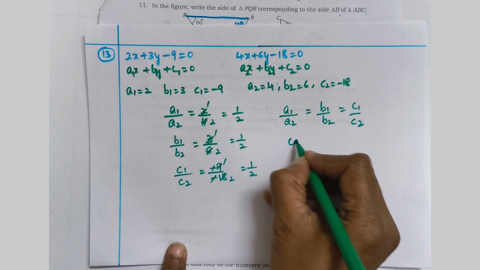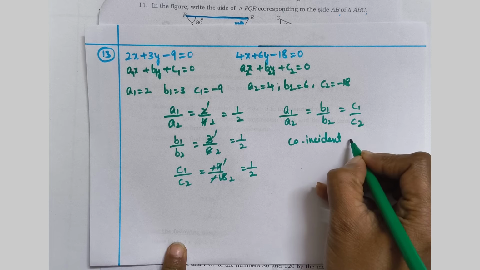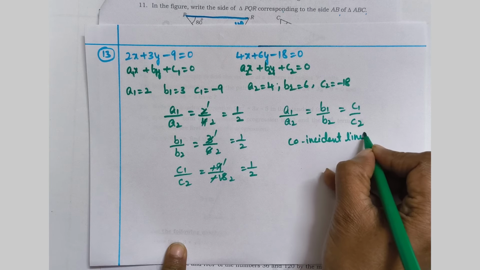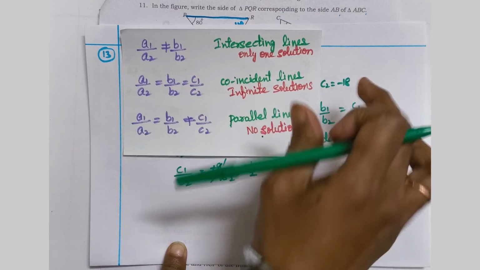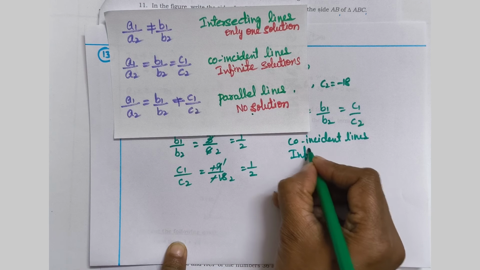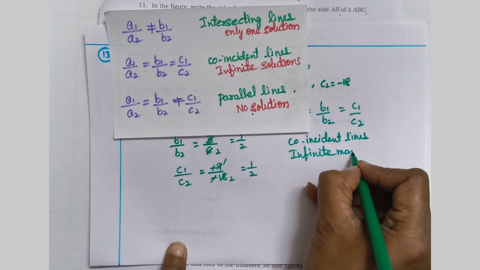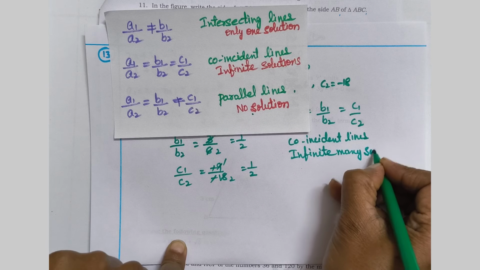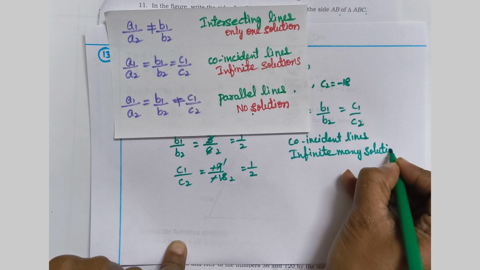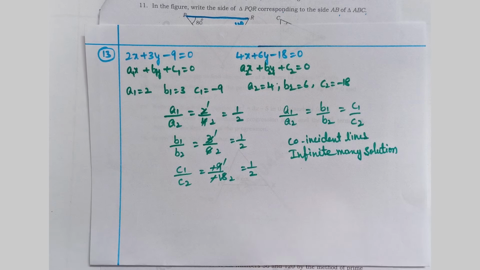Write it: coincident, C-O-I-N-C-I-D-E-N-T. Coincident lines. Coincident lines means how many solutions? Infinitely many solutions. Write it: infinitely many solutions. So here the question asks how many solutions, which means infinite, uncountable solutions are there. With this much writing you will get marks.